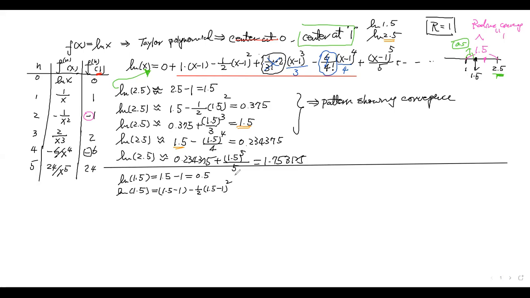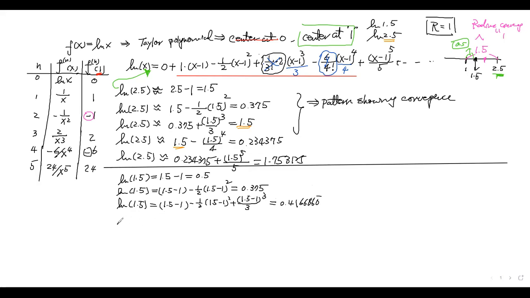So let's see, this is 0.375 here. Now let's take a look at the next one: 1.5 minus 1, minus 1/2 times 1.5 minus 1 squared, plus 1/3 times 1.5 minus 1 to the third. You put it into the calculator, it will give you 0.4166666, and the 6 continues.